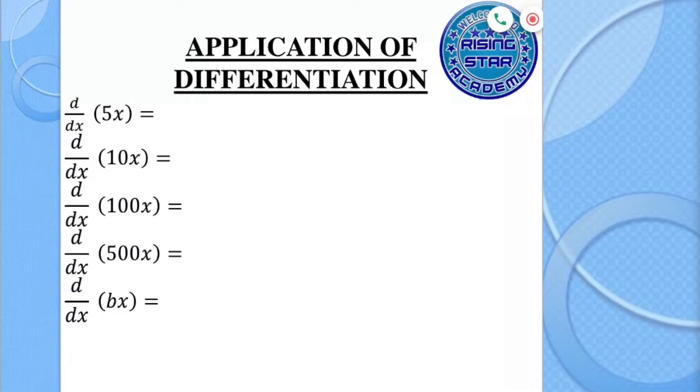Next we say 5x, and the rule behind it: when a constant and a variable are multiplying, the constant is left. Now if we take the derivative of 5x, only 5 is left, that is our answer. The derivative of 10x is 10. The derivative of 100x is 100. The derivative of 500x is 500. The derivative of bx is b.